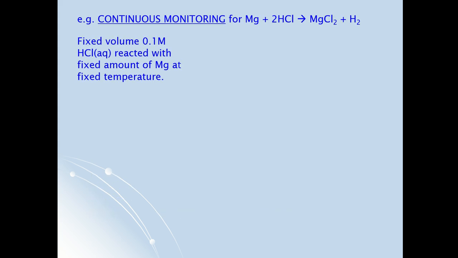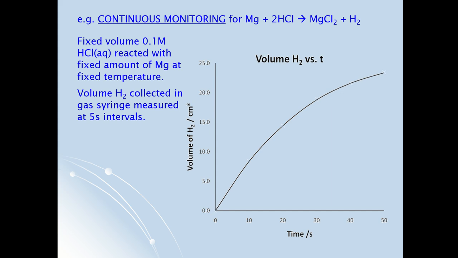So if we look at a continuous measuring or continuous monitoring experiment here between hydrochloric acid and magnesium, if we take a fixed volume of 0.1 molar hydrochloric acid and we react it against a fixed mass, or fixed amount, I should probably say, of magnesium, at a fixed temperature, and we work out the volume of hydrogen that's collected every 5 seconds. So that is our continuous monitoring. And we get a graph like this.